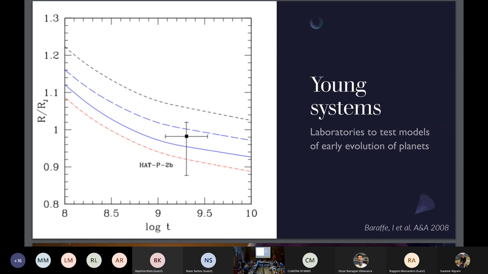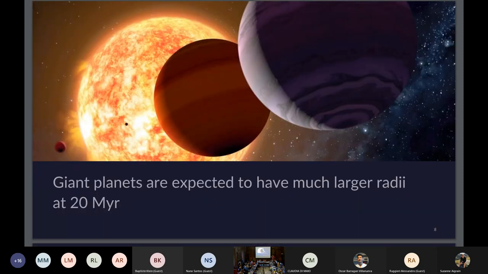But what makes this very interesting is that it is 20 million years old. At this stage, the planets are supposed to be contracting, because young planets, when they form, are supposed to be huge and very light, and then with time, they contract. And already with the discovery paper, they concluded something quite interesting: the planets were smaller than expected. They were expecting to find either like 1.5 to 2 Jupiter radii, something like that, or much smaller. But they didn't expect to have already something like Jupiter and something like Neptune.